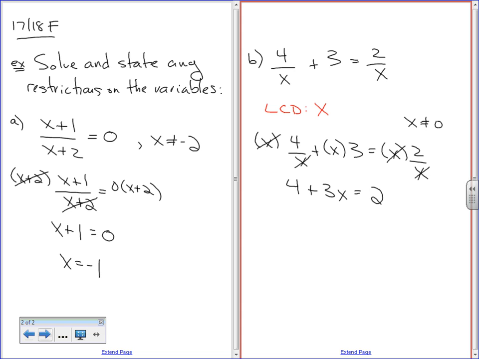As soon as you multiply by the common denominator, you end up with an easy equation to solve, right? So this is a linear equation. So to solve a linear equation, I bring all the x's to one side, all the numbers to the other side, and then divide to isolate my x. So the answer to the question is x is equal to negative 2 over 3. And my restriction is x cannot be equal to 0, because if it was equal to 0, I divided by 0, and I wasn't allowed to do that. Make sense? Okay.